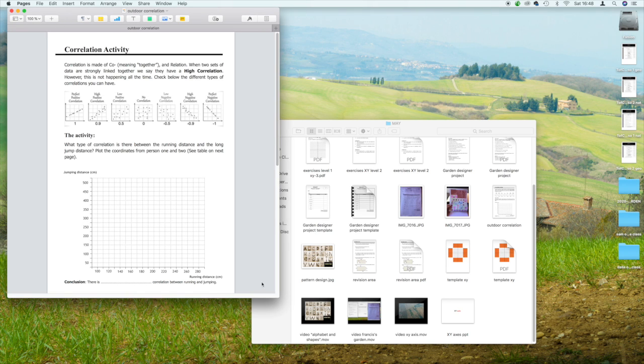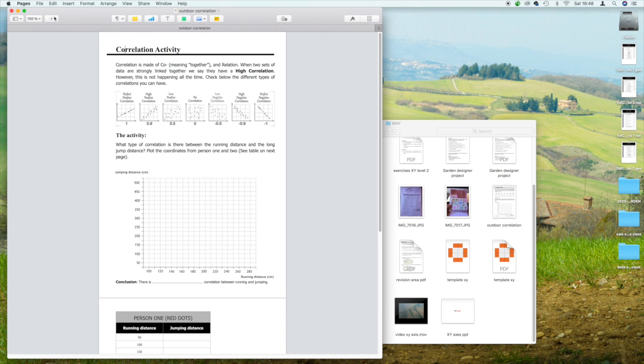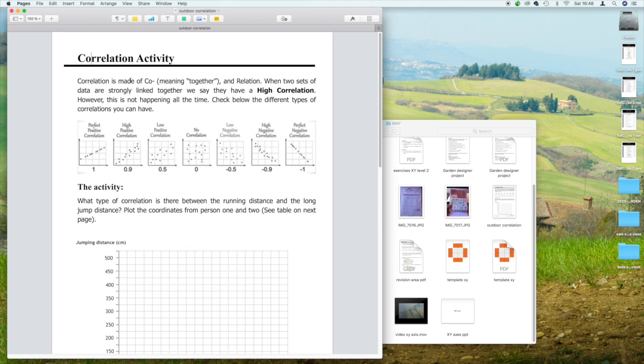Okay guys, what we're going to do today is focus on a new topic called correlation. Now, correlation is related to the x and y axis, and it's an activity that should be done outdoors, or try to do it if you have a nice apartment or a house. Okay. Anyway, what do you need to do?